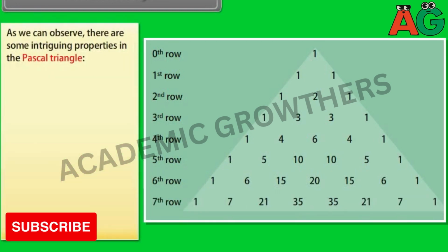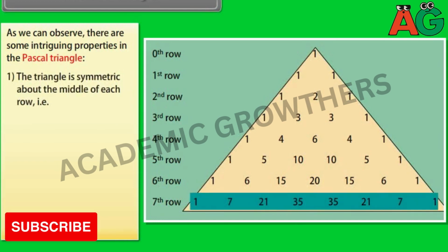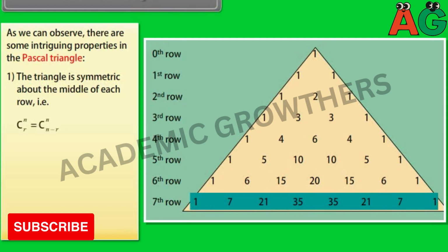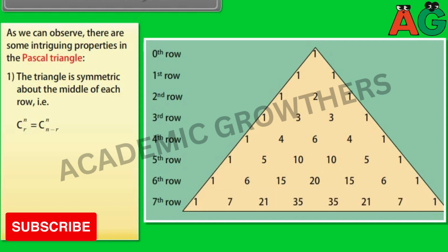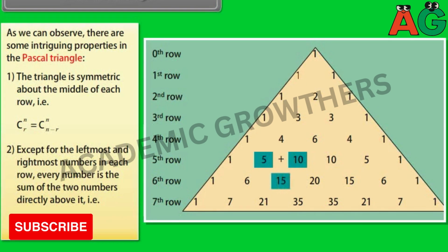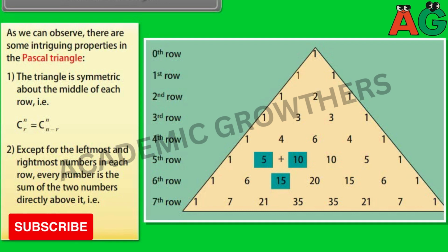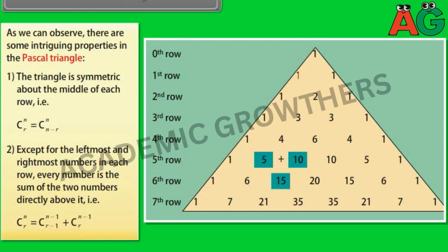As we can observe, there are some intriguing properties in Pascal's triangle. The triangle is symmetric about the middle of each row, that is, nCr = nC(n − r). Except for the leftmost and rightmost numbers in each row, every number is the sum of the two numbers directly above it, that is, nCr = (n−1)C(r−1) + (n−1)Cr.